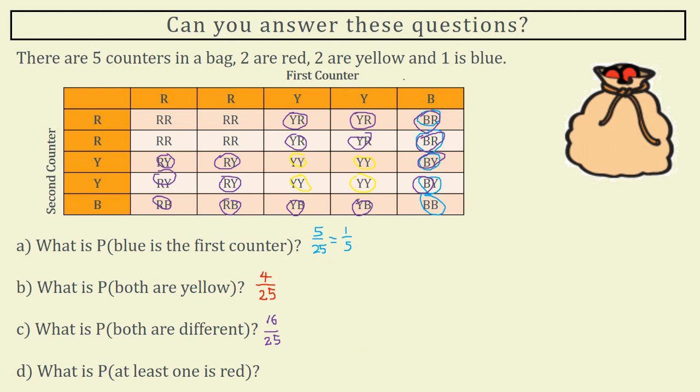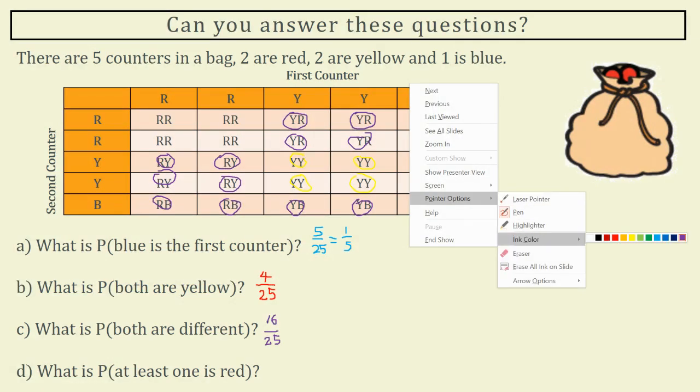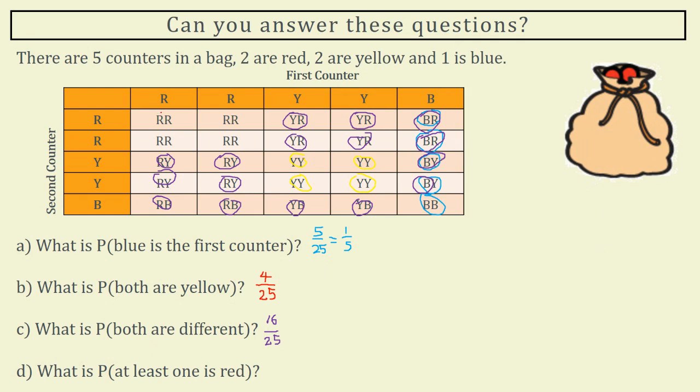Right, finally then, we've got at least one red. So if I change my ink colour to red, at least one of them is red. They can both be red, so that's okay. That's okay. That's okay. This is okay. Again, these ones directly underneath are okay, aren't they? Same reason. Actually, I missed that one. BR, BR. Red's in there. There's a red in there. No reds in any of those ones. There's a red there. There's a red there. Again, no reds in the next three. There's a red there. There's a red there. No reds in the next three.